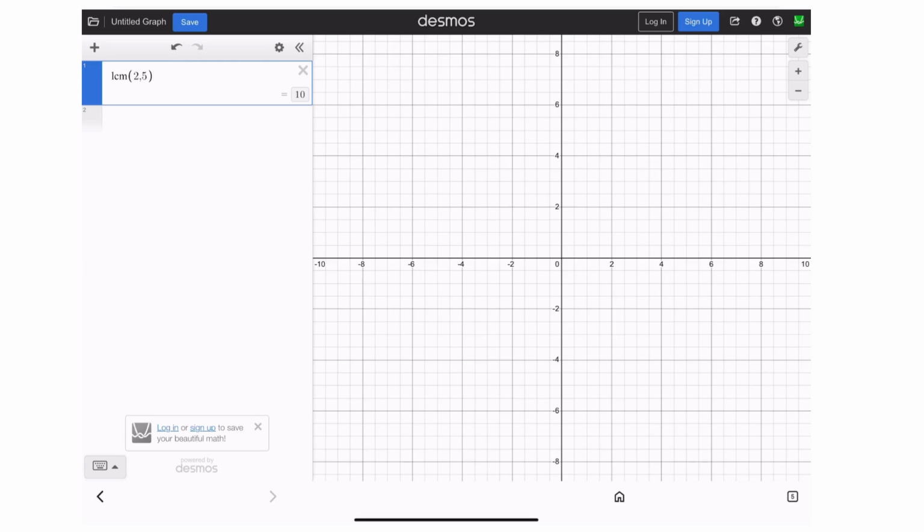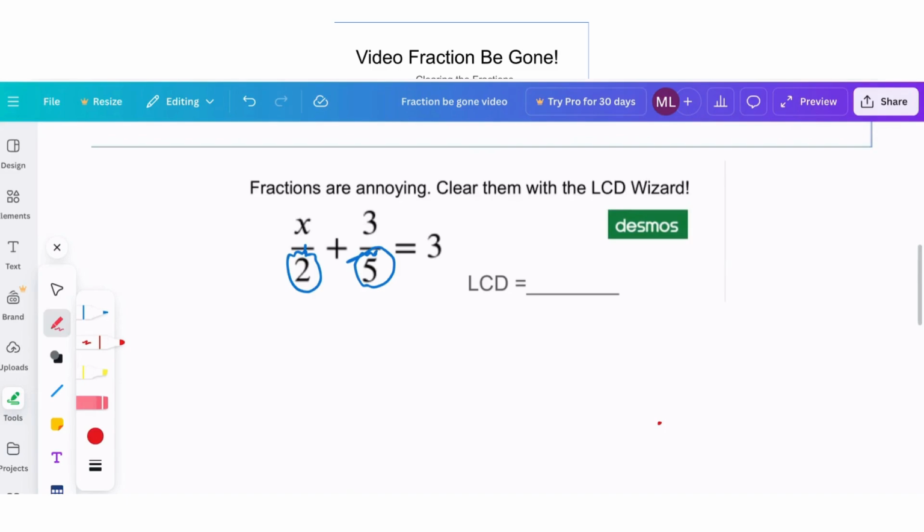You may have already known that, and you might not have needed the Desmos calculator. Well, good for you. But we're going to use 10 in order to multiply through our equation. Back to our original equation here. In order to get rid of the two denominators, the 2 and the 5, I'm going to use the LCM that Desmos told me, or the LCD, and multiply every term by 10.